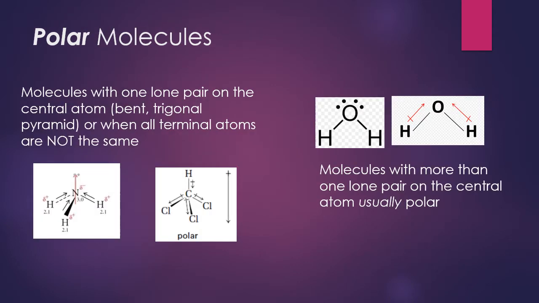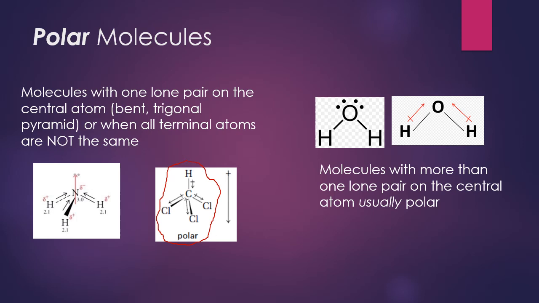So now let's look at some rules we can apply to figure out if a molecule is polar. Molecules that have 1 lone pair on the central atom, or when all terminal atoms are not the same. We've looked at this second example already, the no lone pair example. When we replaced the chlorine with a hydrogen, we said, okay, now it's polar. But the first part of this rule says if there's a lone pair, no matter what, if you see a lone pair on a central atom, it's going to be polar. So you don't even have to know the shape yet. You can just have the Lewis structure and see, hey, there's a lone pair, it's polar.